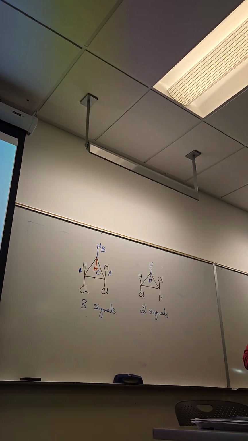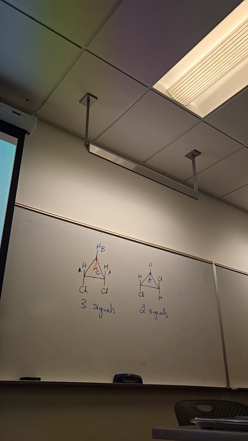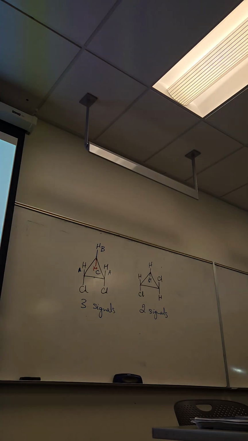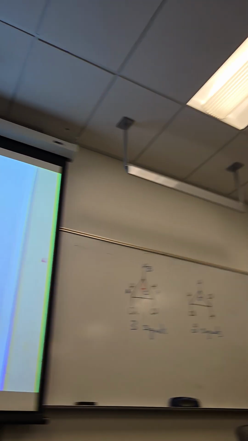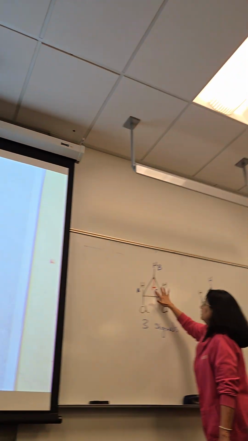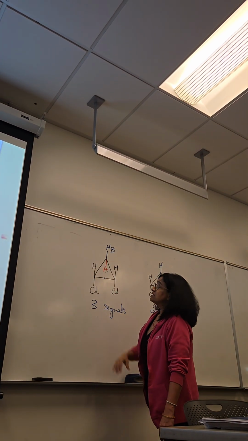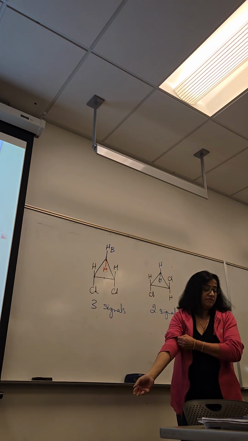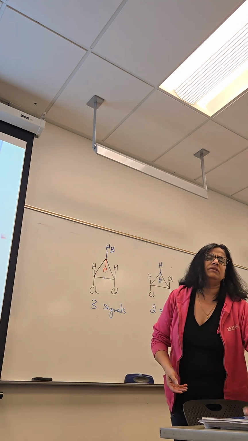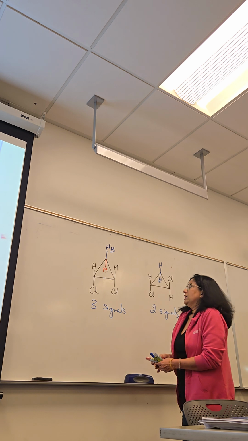Cycloside on splitting, the first one. Okay, let's talk about that. Even though B and C are different, they have the same number of signal bonds from A or B. Will they have different multiplicities? The multiplicities will be the same. Absolutely, you're absolutely right.